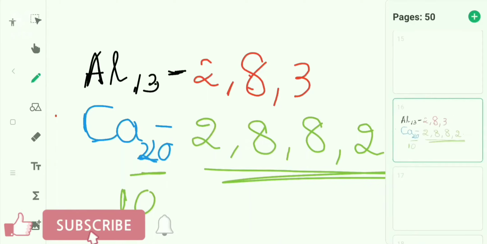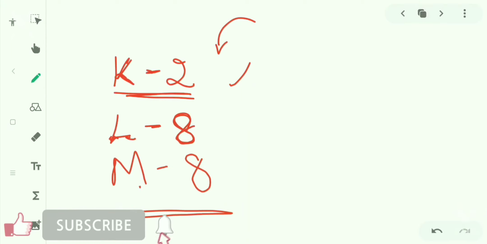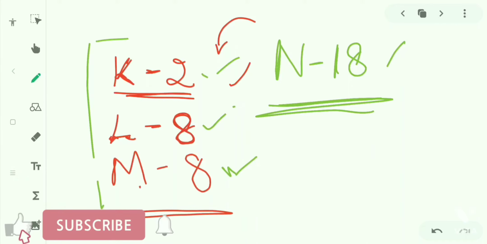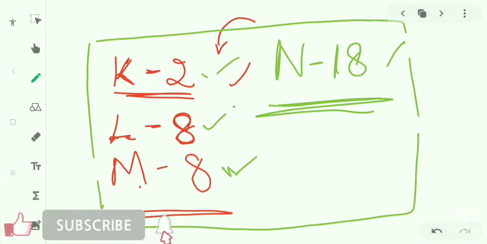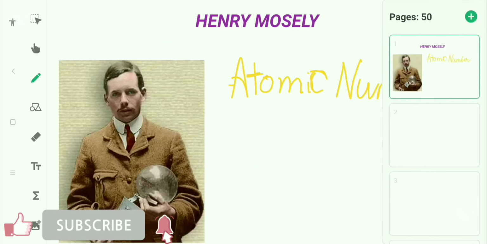I guess I didn't tell you about the number of electrons in the N shell. The N shell will contain 18 electrons. So K has 2 electrons, L has 8 electrons, M has 8 electrons, and N has 18 electrons. Remember this. Up to here it is enough for you. Now, what did Henry Moseley say?